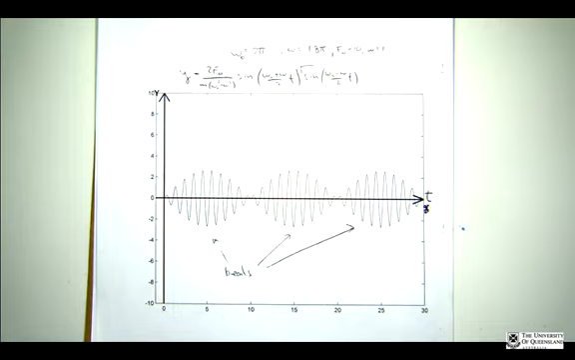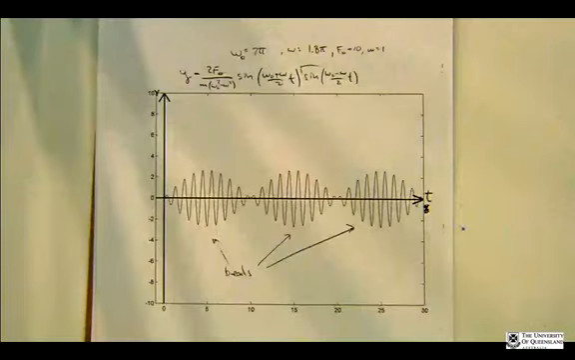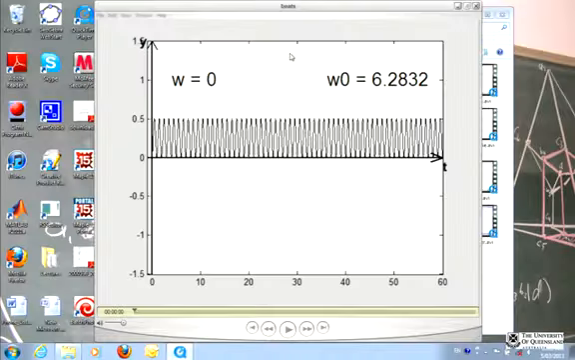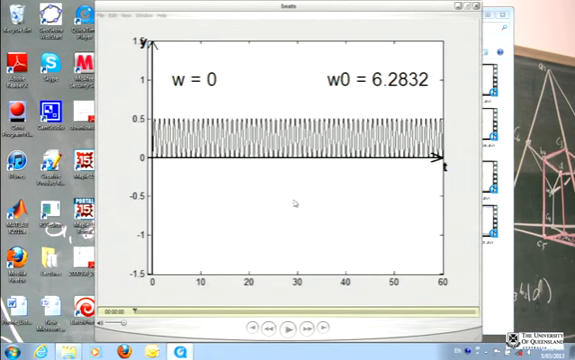Actually, these two diagrams I've turned into a little animation, with exactly those quantities.